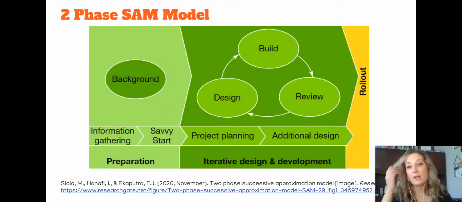So the SAM model has two phases, and really the scope of the project, and I also think the scope or size of the organization, determines what phase of this model you would like to use. There's a two-phase model and a three-phase model of SAM. The one I have on the screen right now is the two-phase model, and this is from a source from ResearchGate that I have linked there if you want to enlarge it and see it on your screen.